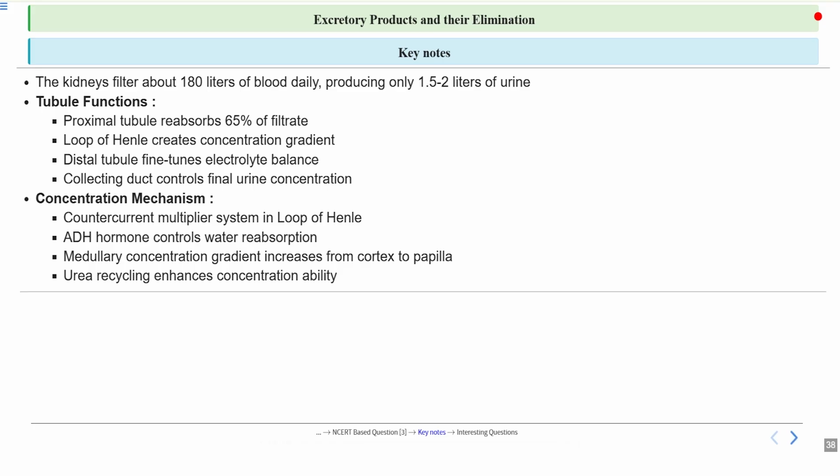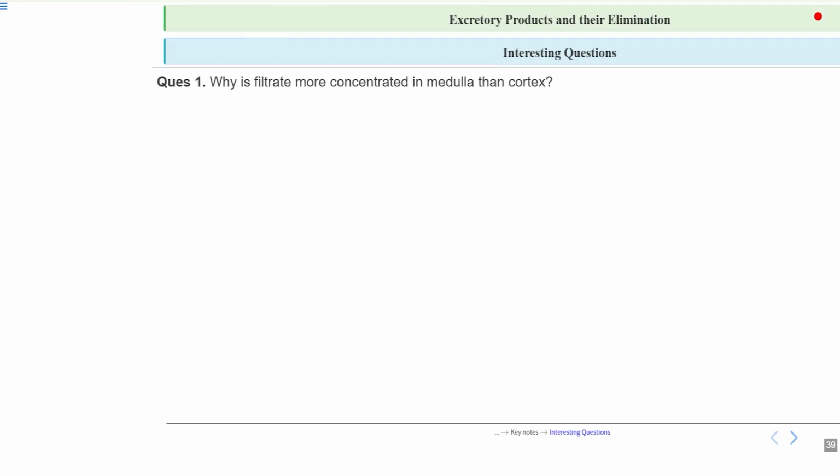So this brings us to the end of the session. Remember, kidney's ability to filter, reabsorb, and concentrate is vital for keeping our bodies in balance. So these are our keynotes.